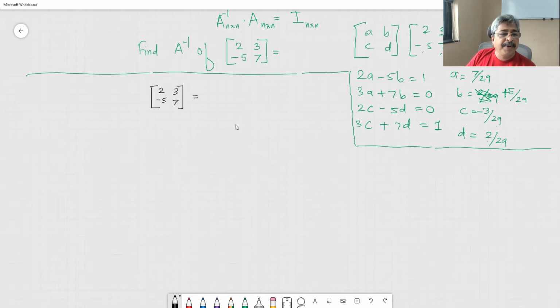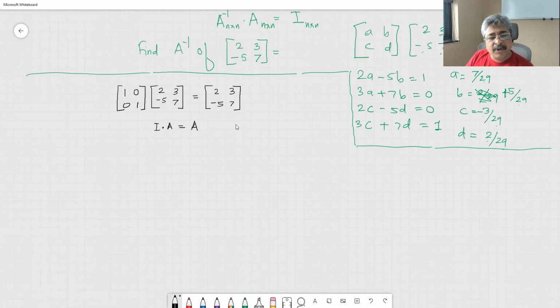Now if I pre-multiply this matrix by 1, 0, 0, 1, do you know what you eventually get? It is like multiplying a real number by 1. You end up getting the same matrix. That is why the identity matrix is the multiplicative identity for matrices. The matrix equation we will write is I into A equals A, because multiplication by I does not make any difference.